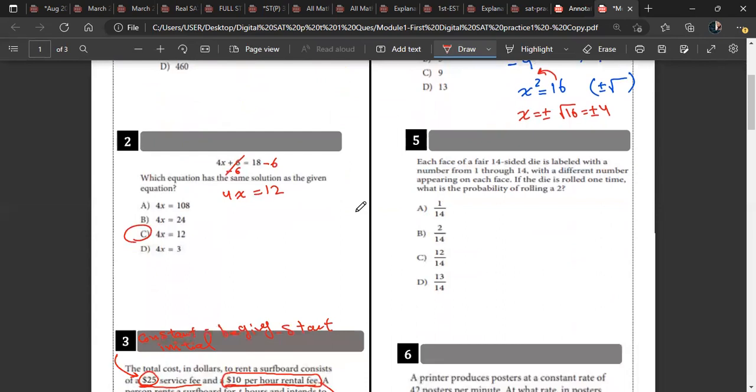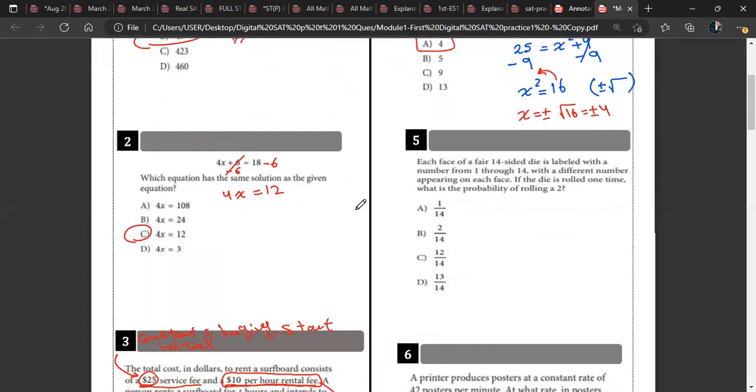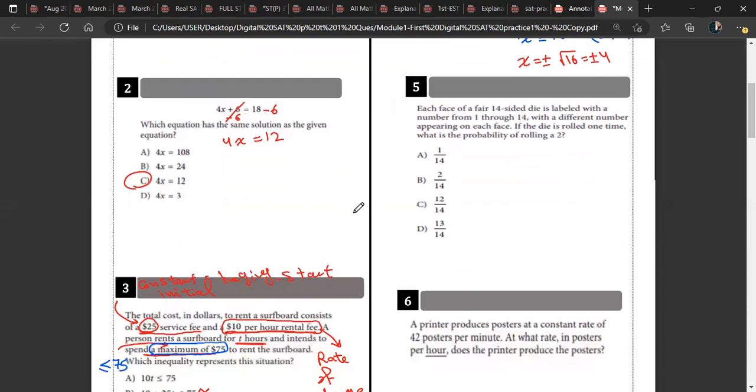Question number 5. Question number 5, he tells you each face of a fair die is 14-sided. A fair die, as we know before, is 6-sided, but he asks you if you have a fair die with 14 sides. So who can tell me the total number of outcomes of this die? How many elements?